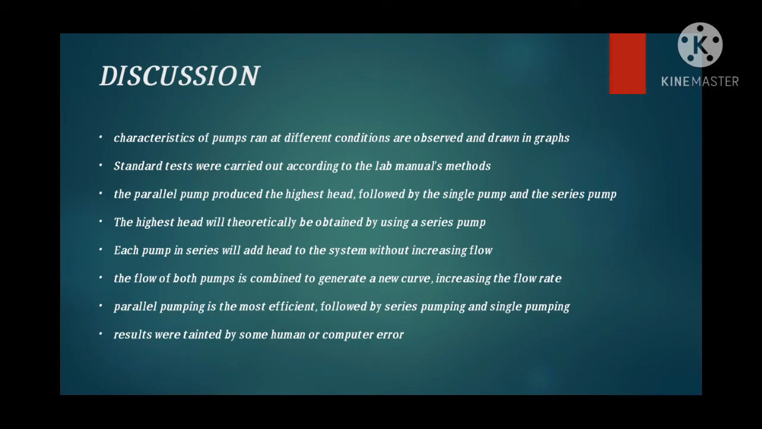According to the table and graph above, the parallel pump produces the highest head, followed by the single pump and the series pump. The highest head will theoretically be obtained by using a series pump. Each pump in series will add head to the system without increasing flow. In parallel pump operation, the flow of both pumps is combined to generate a new curve, increasing the flow rate.